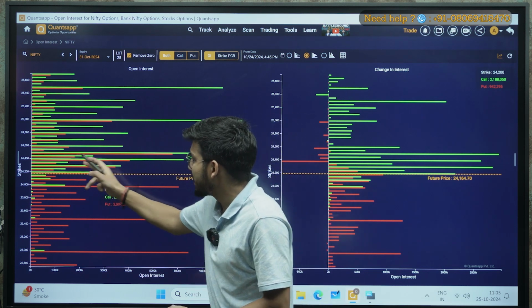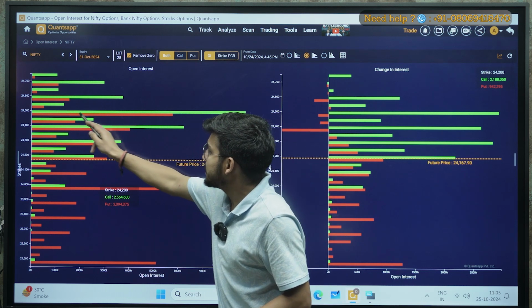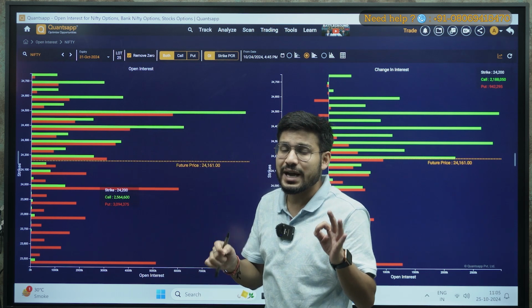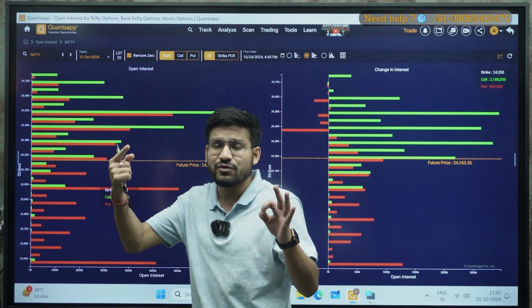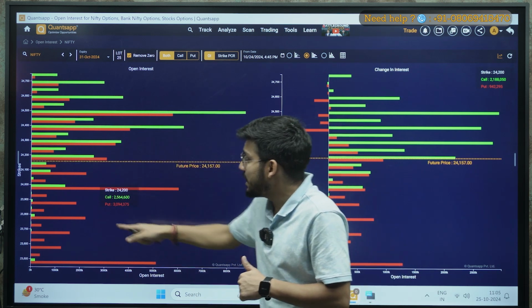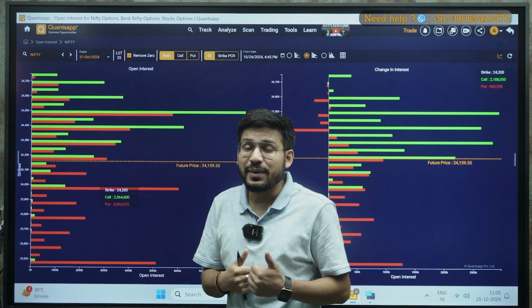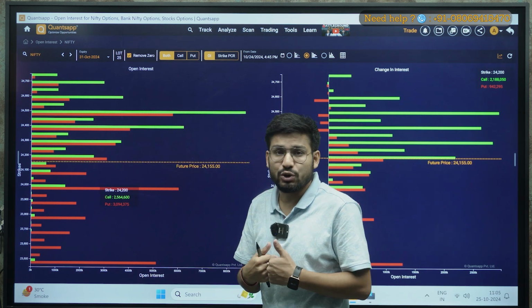You can see there are some green lines. If I zoom in, you can see clearly. The green lines are showing me the call sellers, right? And call sellers don't want the market to go above that level, so it means that can be a major resistance for us, right? Similarly, the red line shows us the put sellers or put OI. It means the market will not go below that level, right?